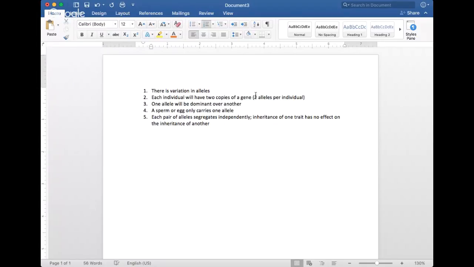They will have 2 alleles per individual. If they have 2 different versions, one of them is going to be dominant over the other, because Mendel only saw complete dominance. He saw complete dominance, and that one allele is always going to be dominant over another allele.